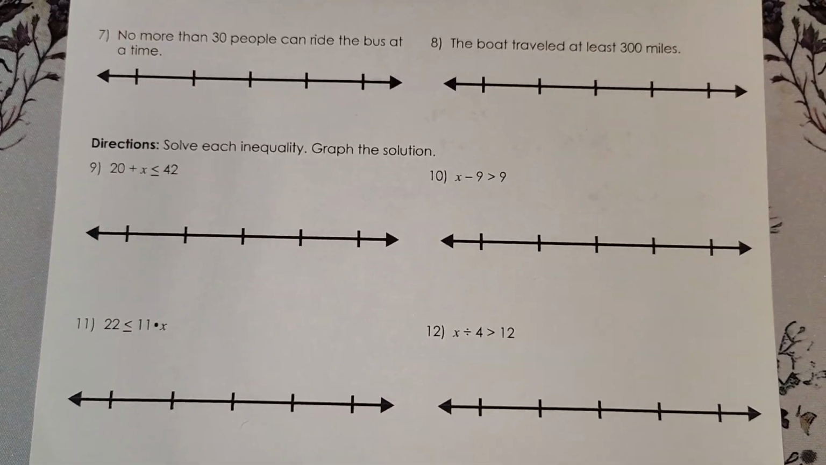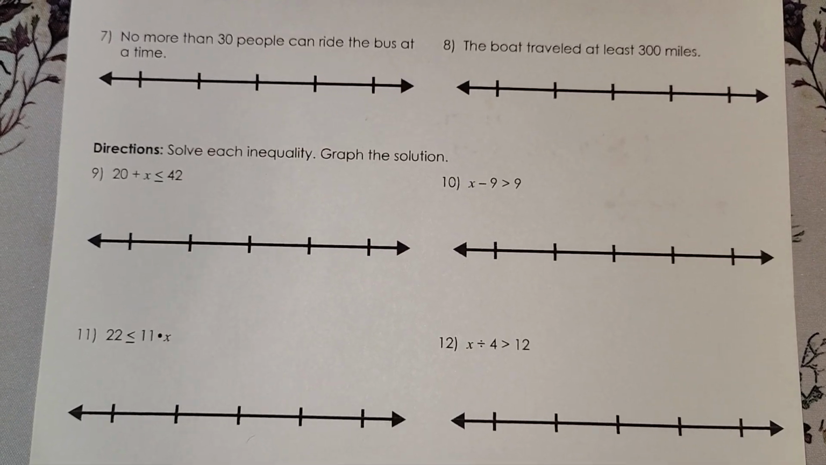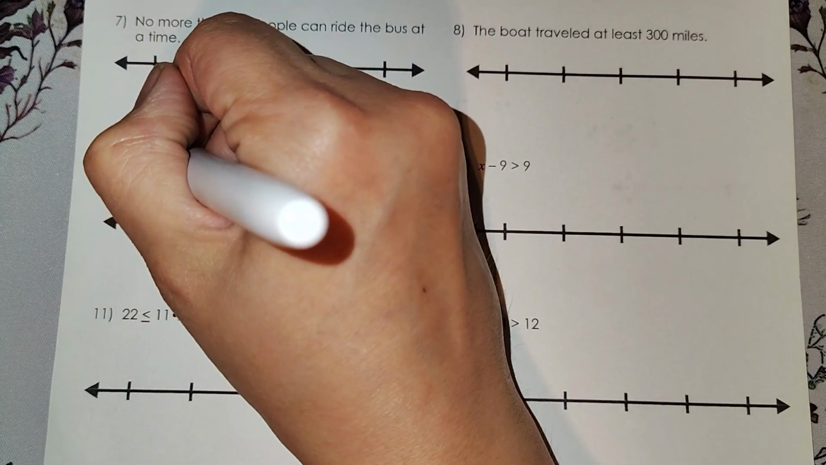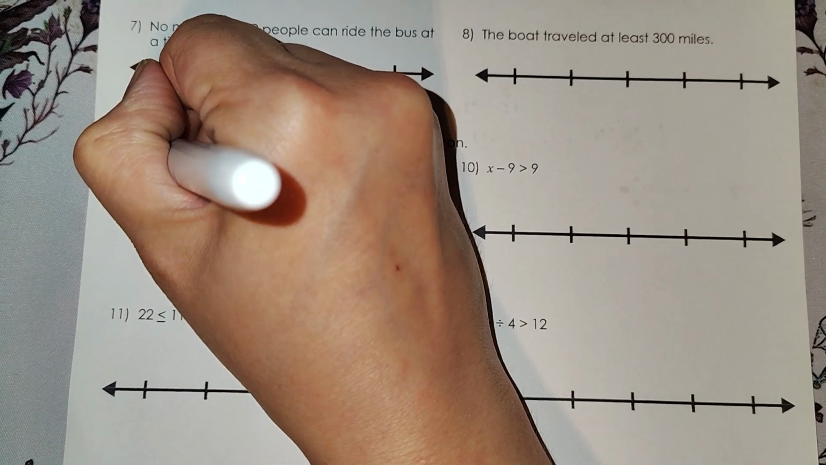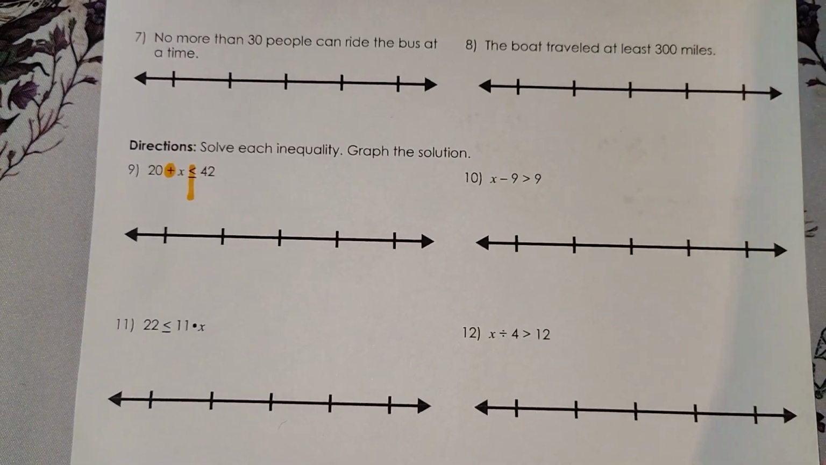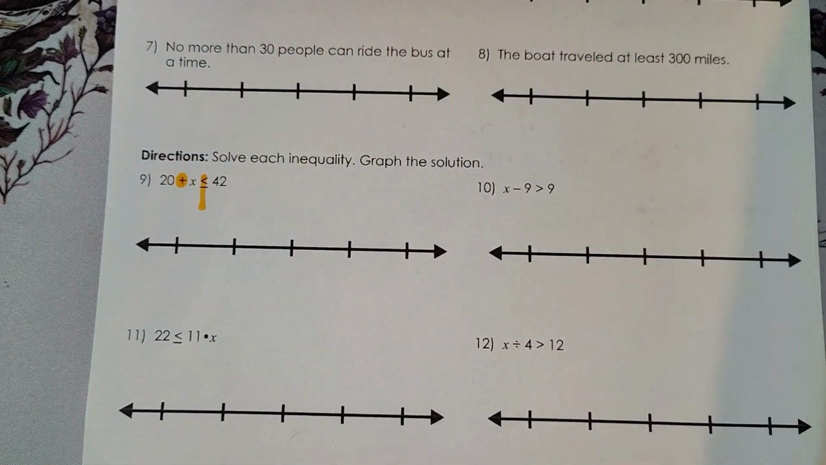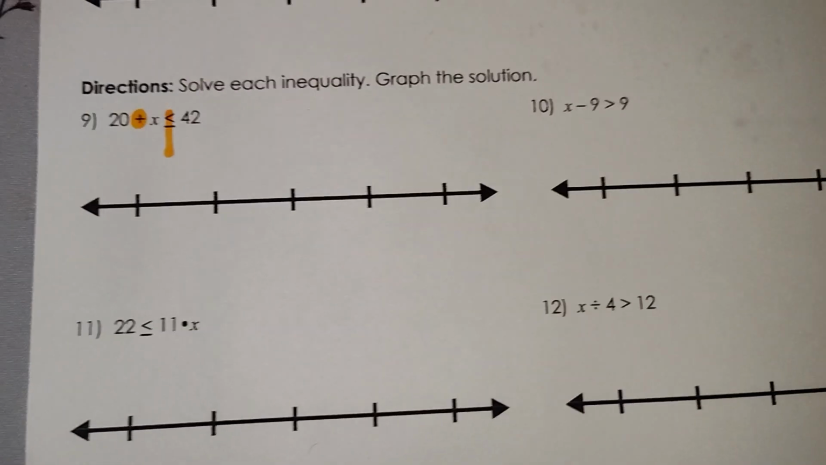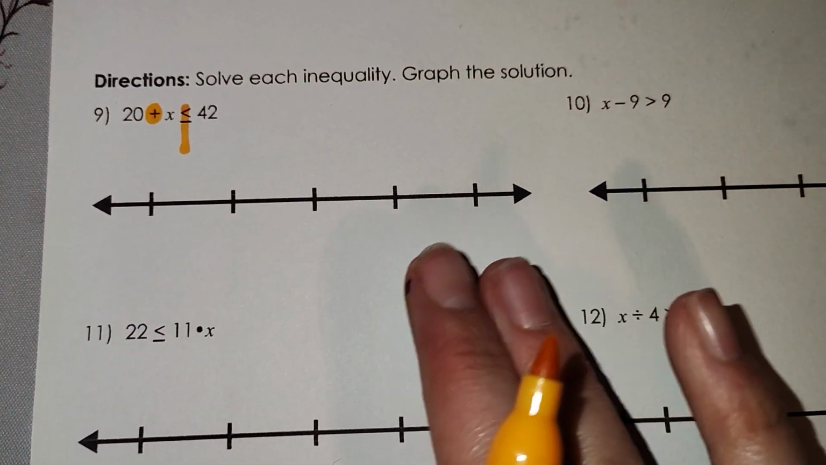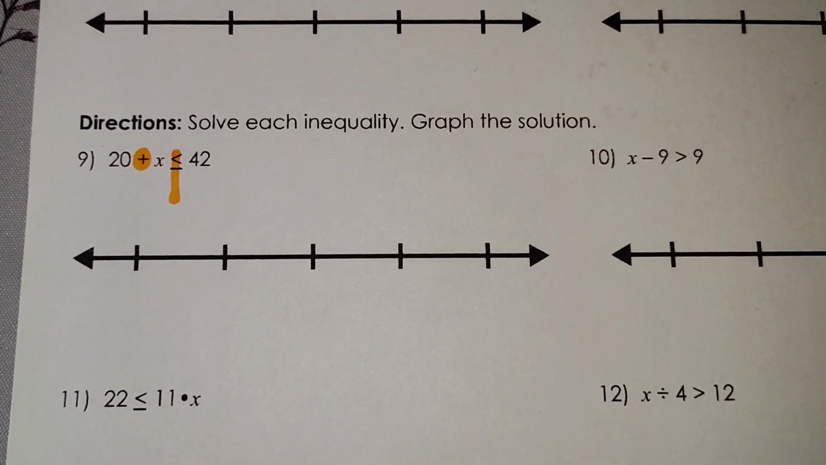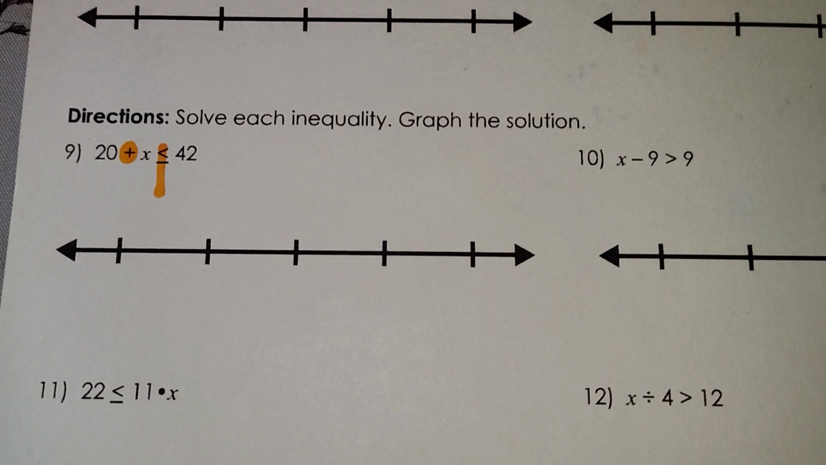9, 10, 11, and 12. Solve each inequality and graph the solution. So that's, again, we're going to identify our operation, do the opposite, do our inequality or our solve line. We're going to solve it, graph it, draw the number line. Each of these will be 5 points each.